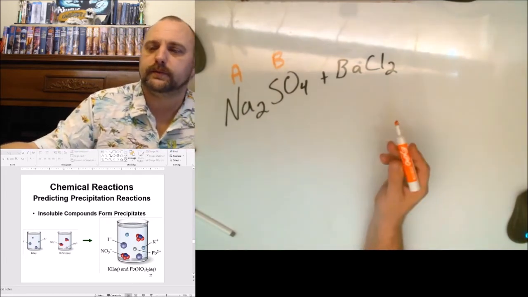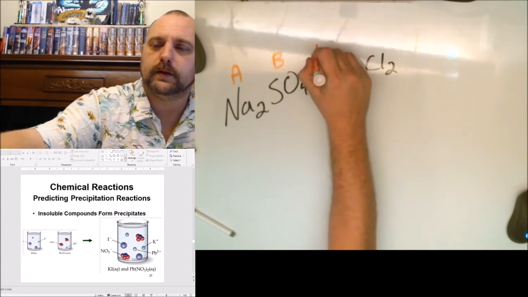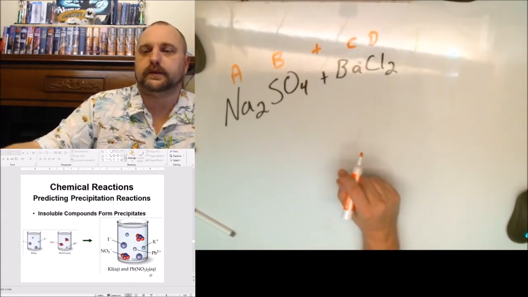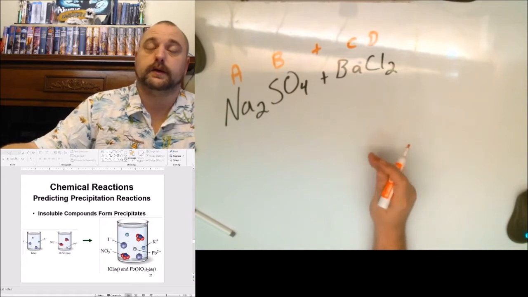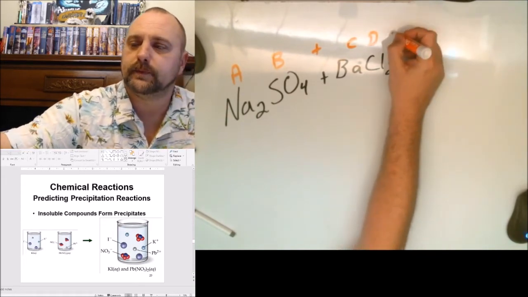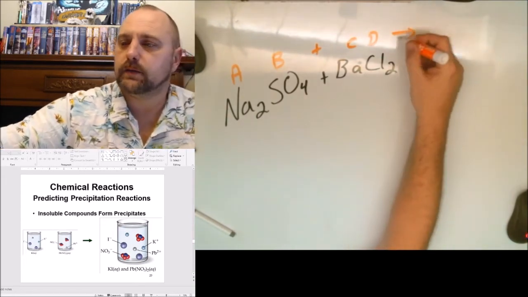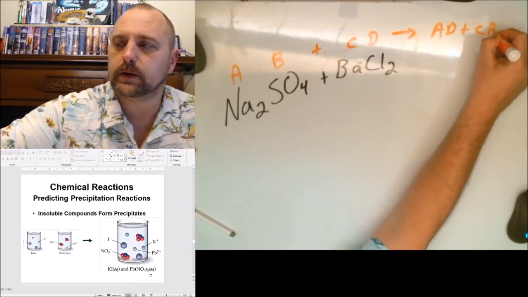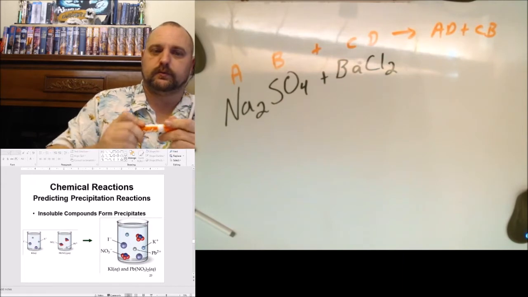Orange is a little tough to see, but we can get it. So AB plus CD. This is a double displacement. Alright, so for double displacements, I'm going to go ahead and finish out my archetype: AD plus CB. And that's why memorizing those was so important.